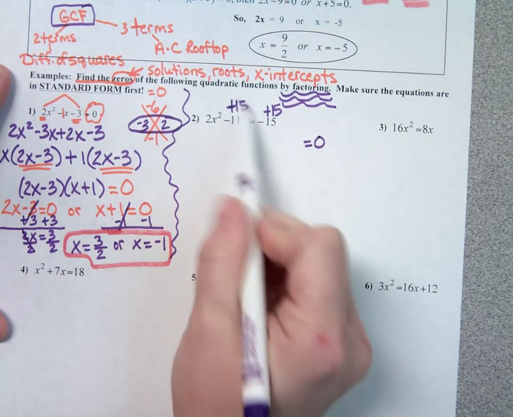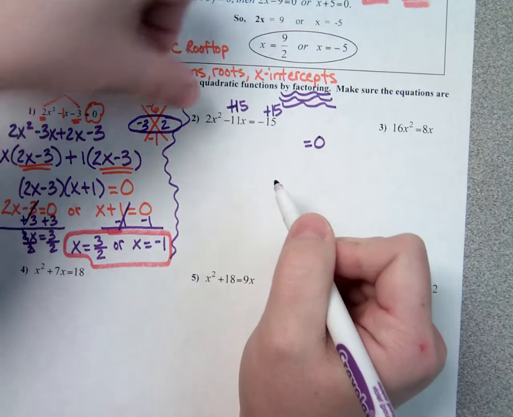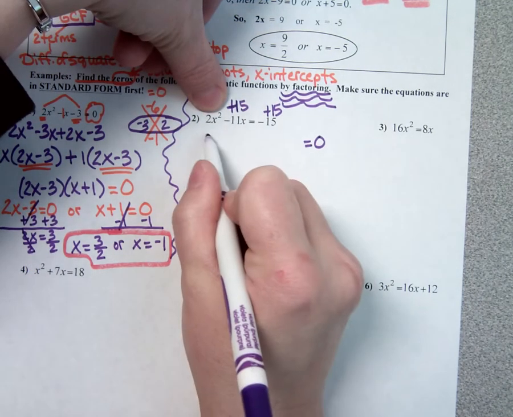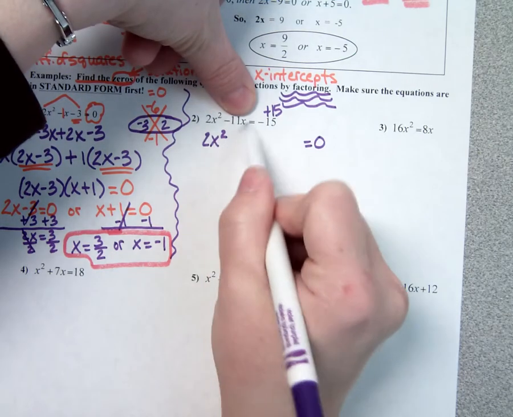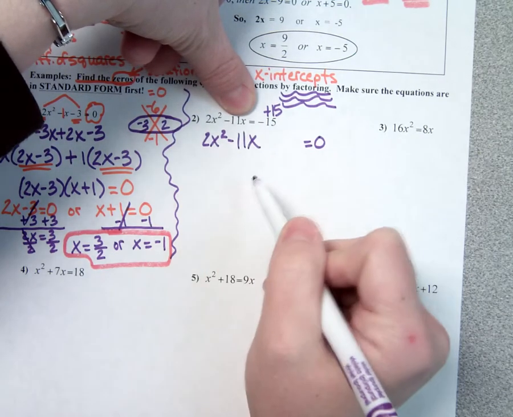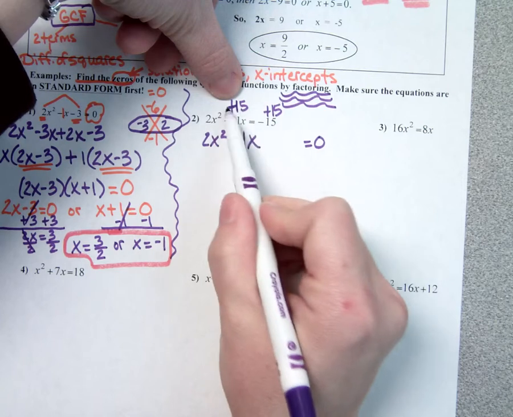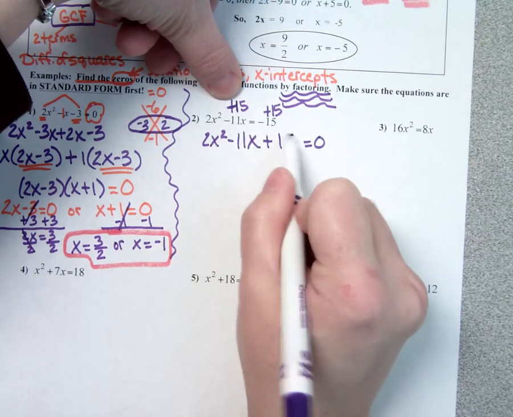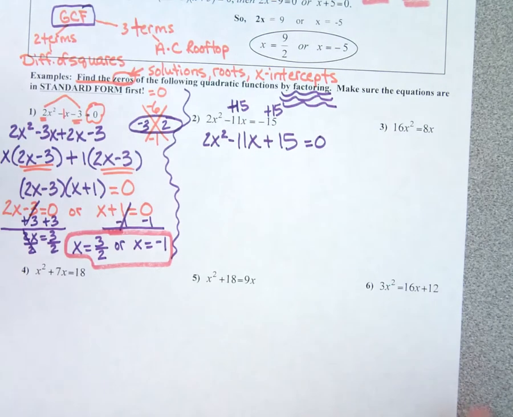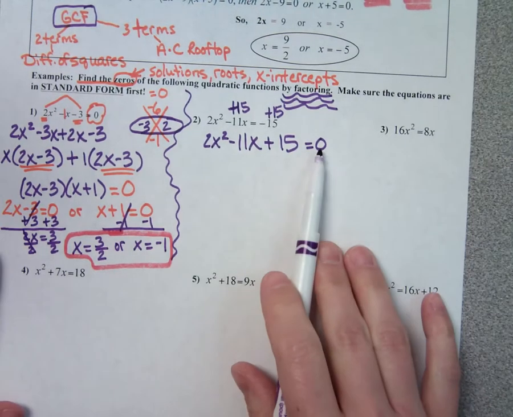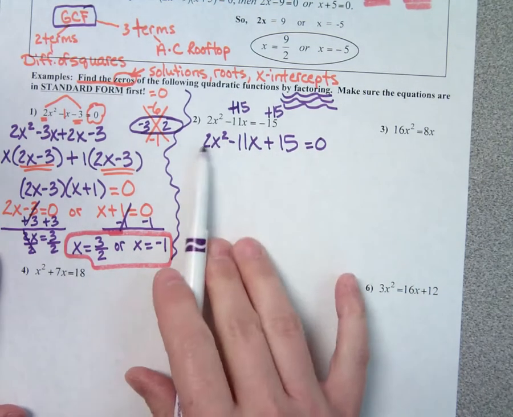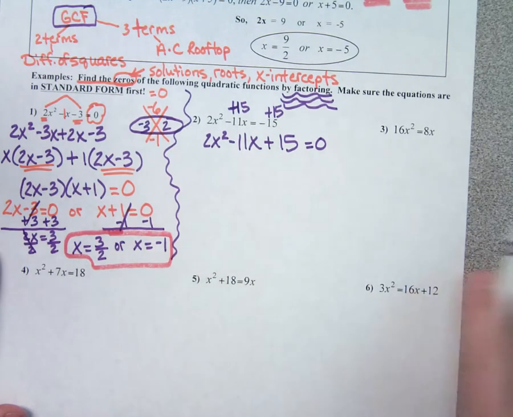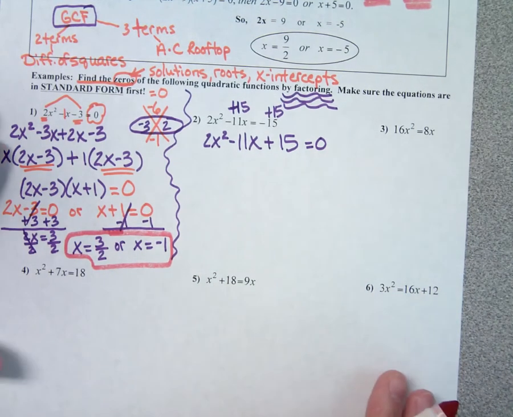The left-hand side, I have to make sure I put that in order. So I start with the highest exponent. So I start with the 2x squared, and then I'm going to go to the minus 11x, and then because I added 15, it's a positive 15. So you have to make sure it says equals 0, and you have to make sure your left-hand side is in order from highest exponent to lowest. Once it's that way, we start our factoring.